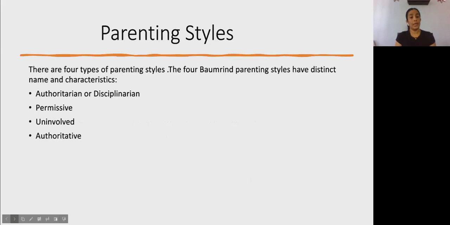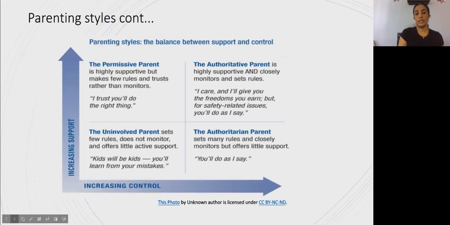There are four types of parenting style. The four Baumrind parenting styles have distinct names and characteristics. Authoritarian, permissive, uninvolved, authoritative. Look at this now. As I said earlier, there are four different types of parenting style. The permissive parent, the authoritative parent, the uninvolved parent, the authoritarian parent. All right, so now we're going to talk about the permissive parent.